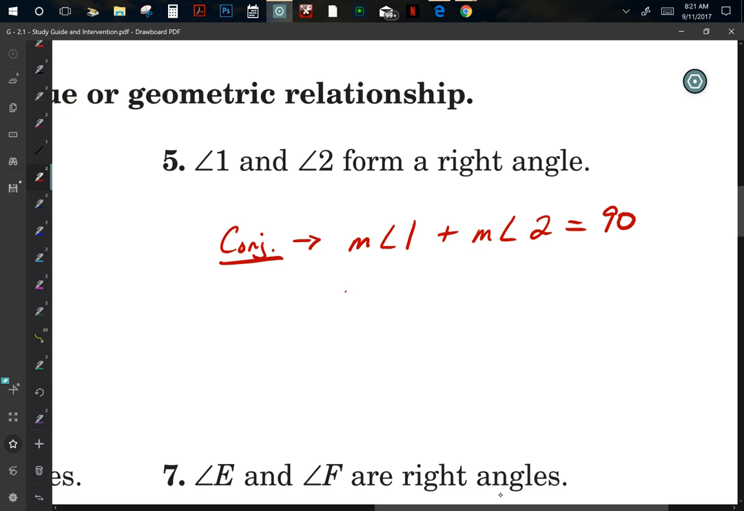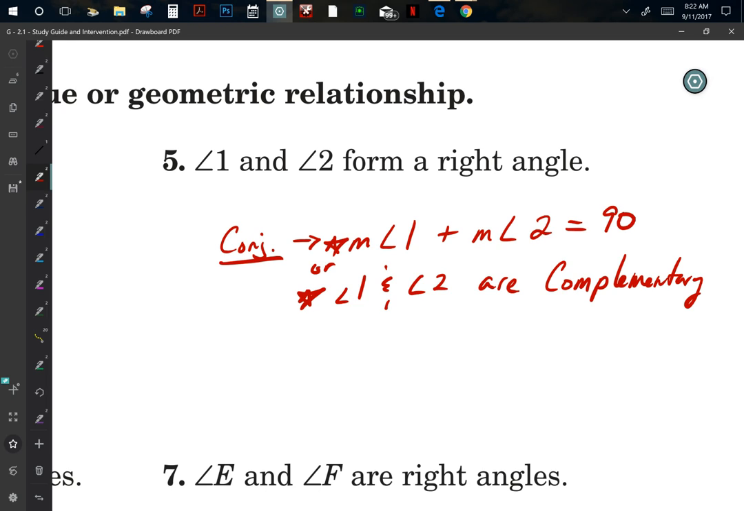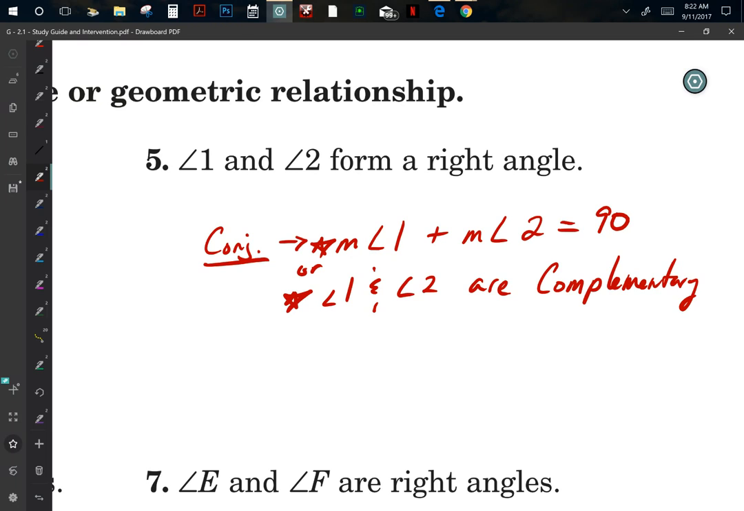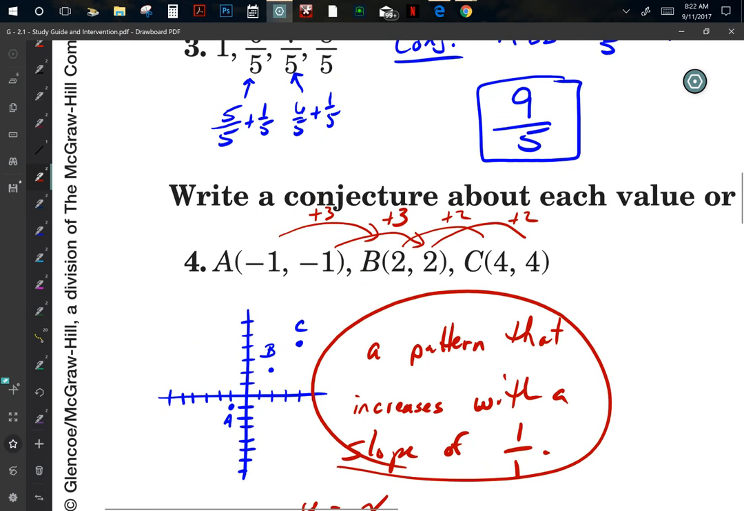Or you could say angle 1 and angle 2 are, what's the word? There we go. I think either one of those would be a great answer. If you were to write they're complementary or something like that, use your own words. Depending on if it asks you to make a conjecture, conjecture is words, right?